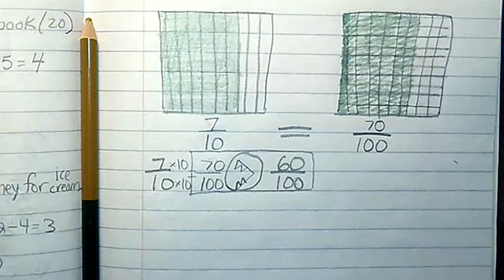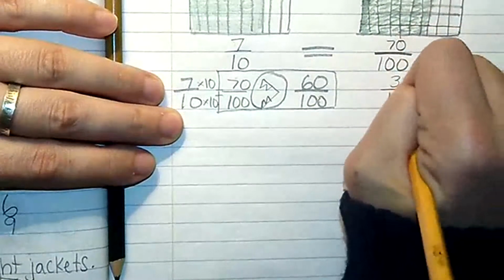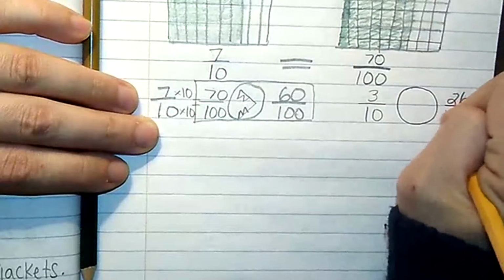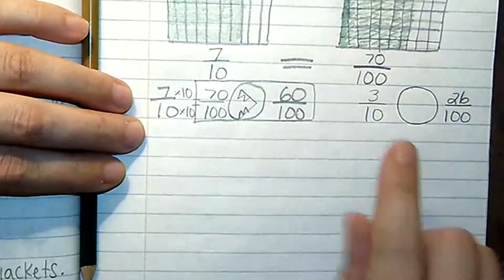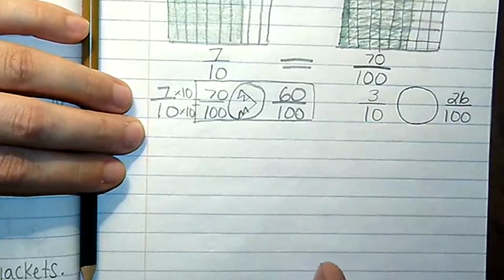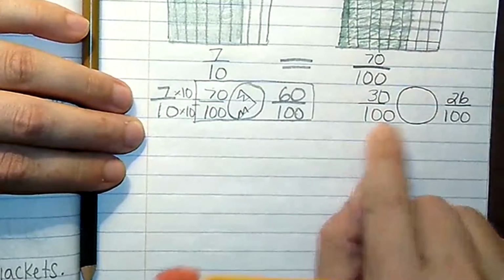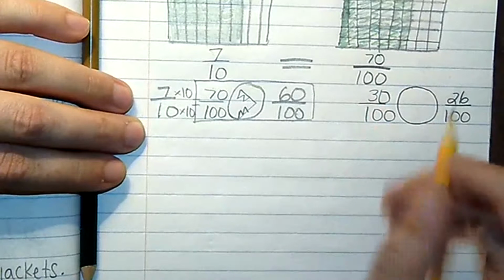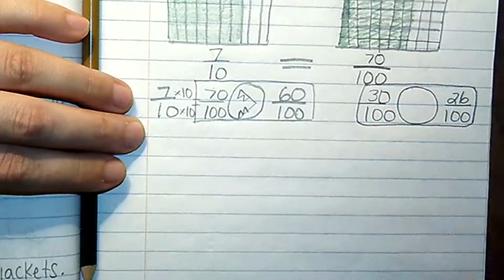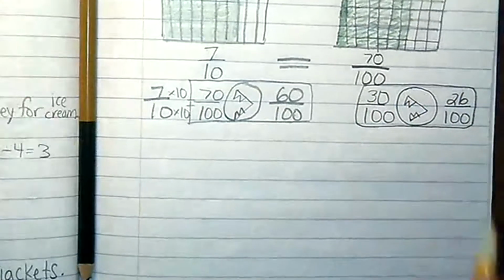Okay. Let's try another one like that. Let's try 3/10 or 26/100. Well, I have tenths and hundredths, so I can't really compare them. I need the same denominator. But I know if I multiply by 10 on the top and multiply by 10 on the bottom, then I can easily compare them. Would you rather have 30/100 or 26/100? 30/100. So the hungry alligator eats the fraction that's greater.